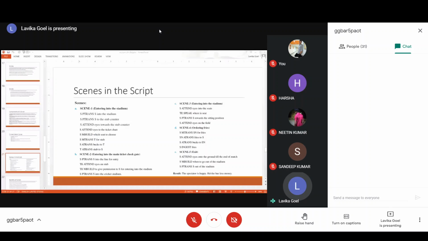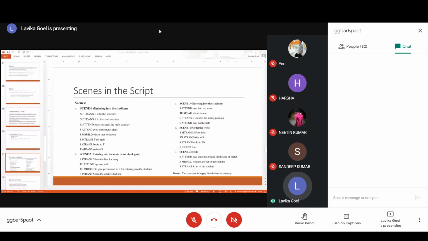So TE embilled means TE means ticket checker. He is embilled means deciding. So ticket checker is deciding to give permission to a spectator for entering into the stadium. Now once he has decided, so SP trans S into the cricket stadium. So that means he is going to the cricket stadium. He got the permission. So that means he is able to enter into the cricket stadium now. So this completes our scene number 2.